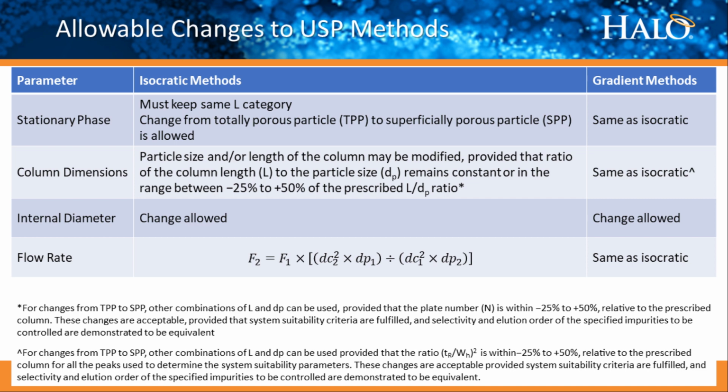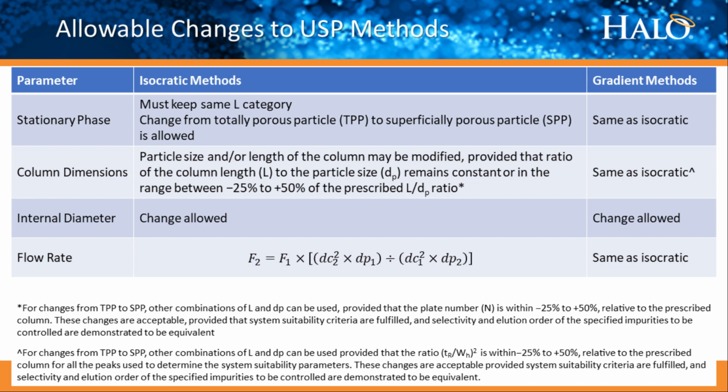And they do also specify that the changes are acceptable provided that system suitability criteria are fulfilled and selectivity and elution order of the specified impurities that are being controlled are demonstrated to be equivalent. In terms of the internal diameter, the change is allowed for both isocratic and gradient methods.